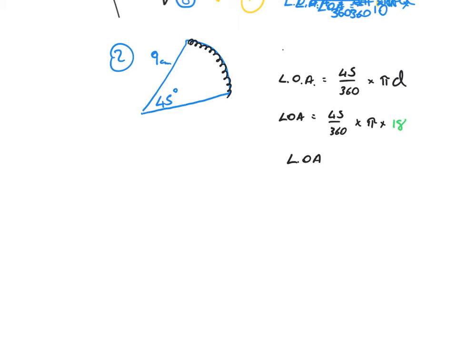So let's throw that into the calculator. 45 out of 360 multiplied by pi multiplied by 18. And to one decimal place, that will be 7.1 centimetres.